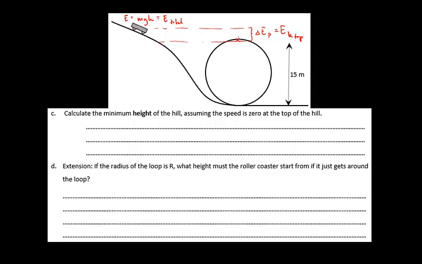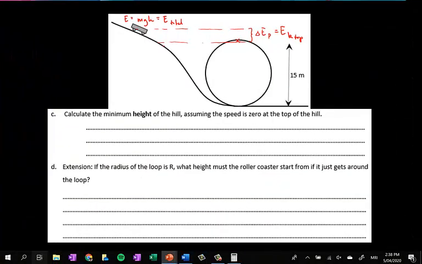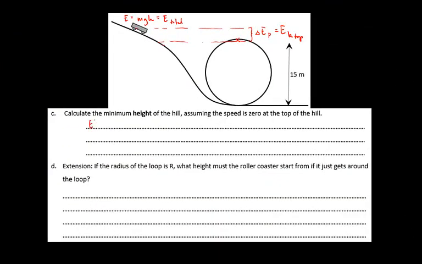Because when it gets to this height again, it will have regained much of its potential energy, but it needs to still have enough kinetic energy to get around the top. So let's work this out. So, EP lost at top.